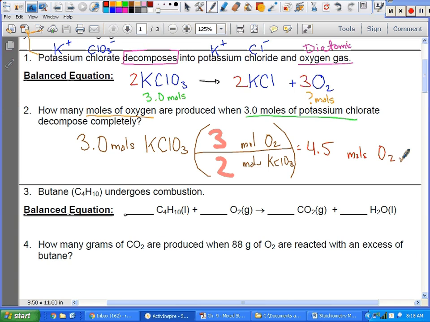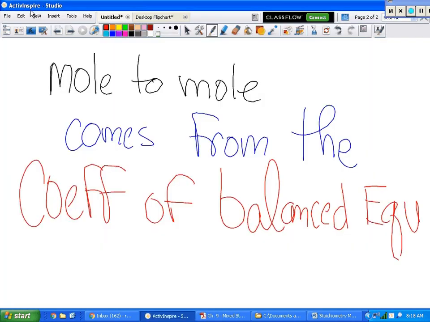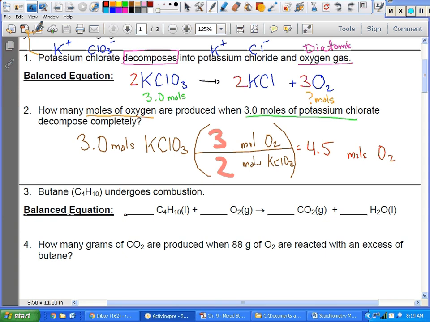Okay. Again, what step are we at? Mole to mole. All right. The mole to mole comes from the coefficients of a balanced equation. So when I go back to this, the coefficient of oxygen, which is on top, is a 3. The coefficient of potassium chlorate is a 2, which is also right there. So that's literally all you do: find the balanced equation and plug the numbers in.